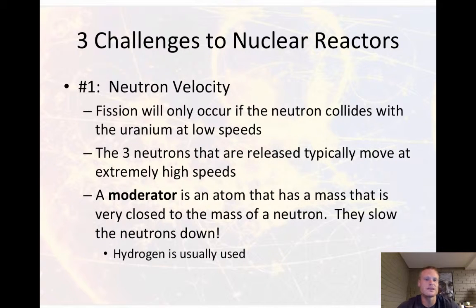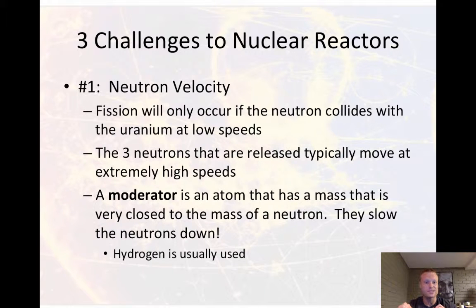There are three primary challenges to keeping this chain reaction going, this fission going. The first is the neutron velocity. That first neutron that nuclear physicists will shoot into the uranium-235 has to actually be moving at very low speeds, or else the uranium-235 won't accept it. So it has to be moving very slowly when it collides with the uranium.